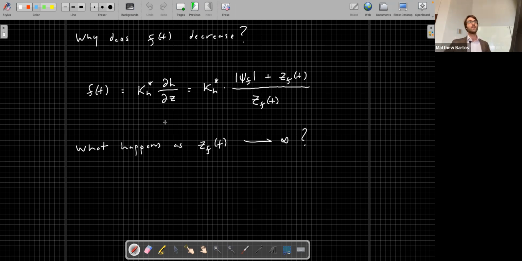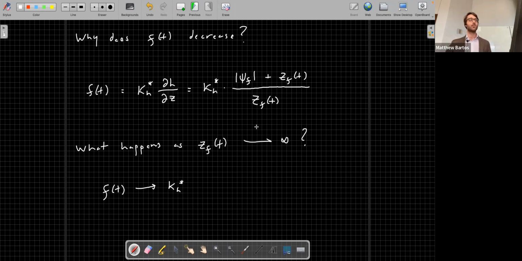Yeah, so F of T will converge over time to the saturated hydraulic conductivity, right? And that's what we showed at the very end of class last time. As Z F of T goes to infinity, F of T will approach the saturated hydraulic conductivity.